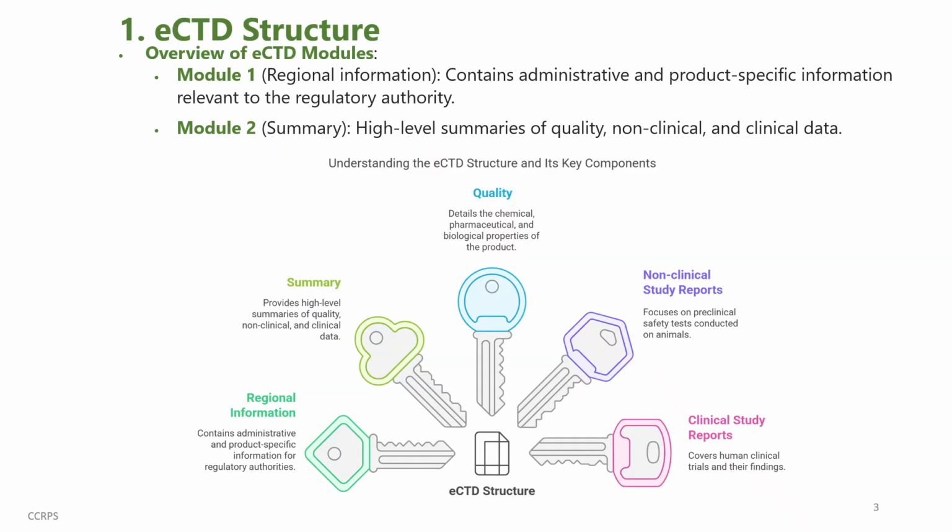The eCTD structure. Overview of eCTD modules. Module 1, regional information, contains administrative and product-specific information relevant to the regulatory authority. Module 2 is a summary. High-level summaries of quality, non-clinical, and clinical data.